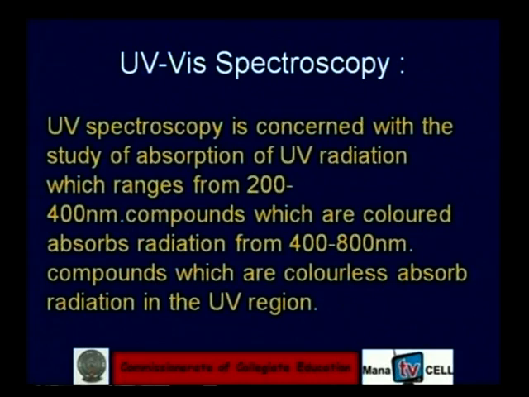Coming to UV spectroscopy, it means ultraviolet-visible spectroscopy, whose wavelength ranges from 200 to 800 nanometers. In this, both visible light as well as ultraviolet radiation are absorbed. Here, friends, as I said earlier, only colored substances absorb under visible radiation. What about colorless substances? Colorless substances absorb under UV radiation, which ranges from 200 to 400 nanometers.